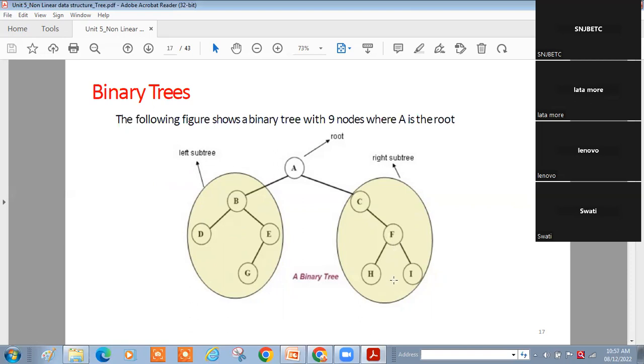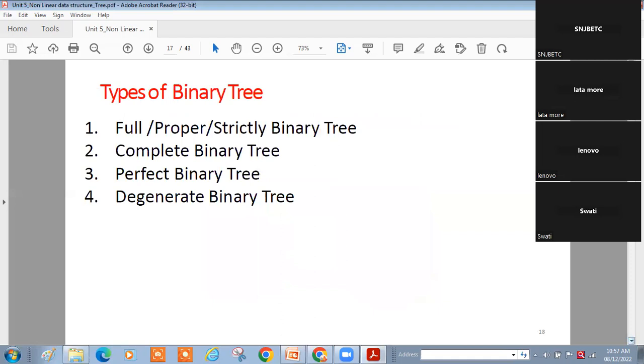If I draw one more node over here and give it the name J, would it still be a binary tree? No, it is not, because for a binary tree we must have a maximum of 2 children. 3 are not allowed.